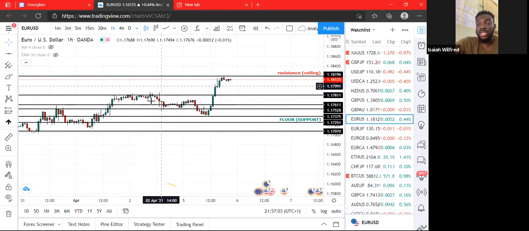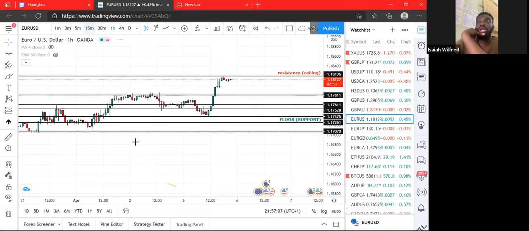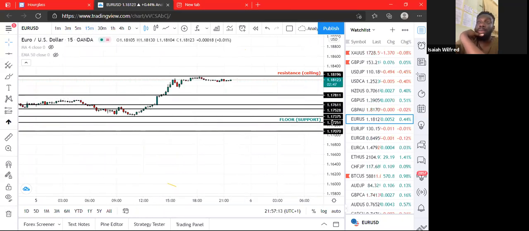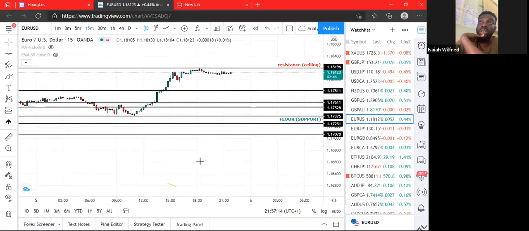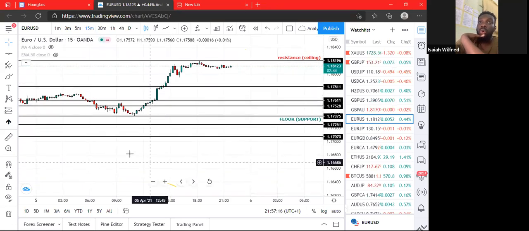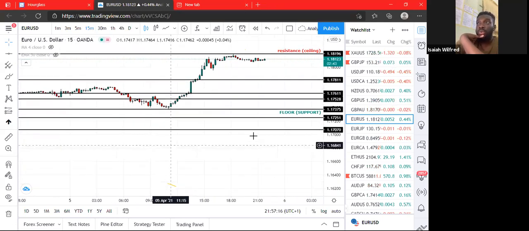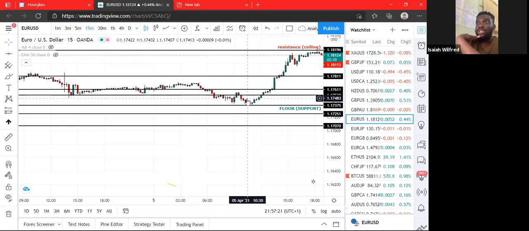So once I've marked this place up, what am I doing? I'm going down to the 15 minutes time frame. Once I go down to the 15 minutes time frame, what am I doing again? I'm still doing the same thing over and over again. I'm still going to be looking for places which price has gotten to and it has reversed. So somewhere like here, I'm going to do the same thing. Somewhere like here, I'm going to do the same thing.